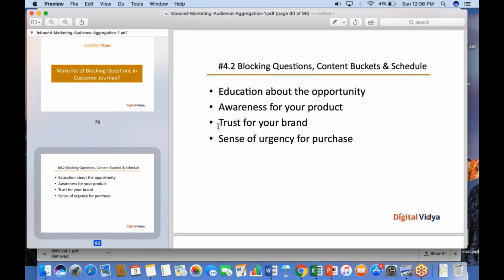The third is trust for the brand itself. How do I know I trust you as a brand? How do I know I can trust Digital Vidya as a brand? That's another question I have in my mind. And the last piece is around building a sense of urgency for making the purchase decision.